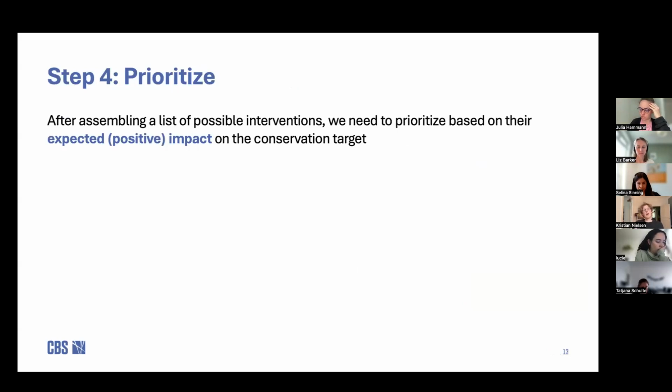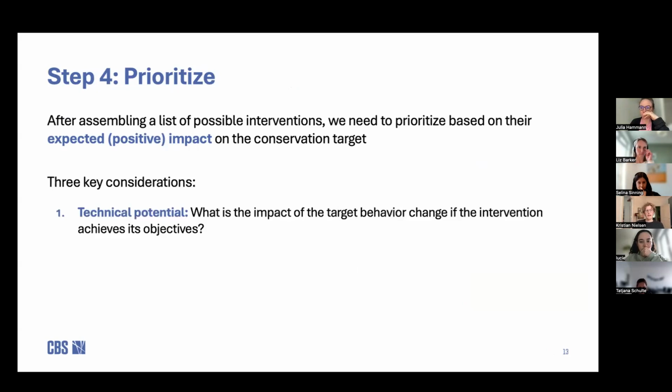Once we have thought about the different possible interventions we might implement to change the behavior that ultimately influences our conservation target, we need to prioritize between them. We need to prioritize based on the expected and most positive impact they might have on the conservation target. And here there are three different considerations.